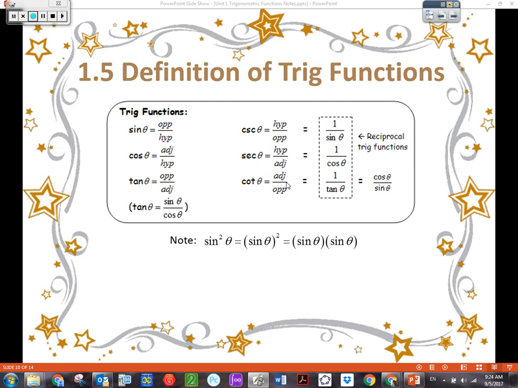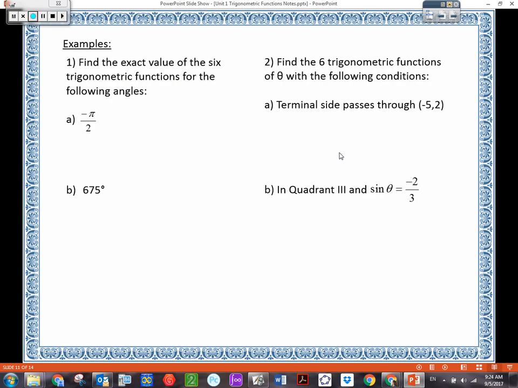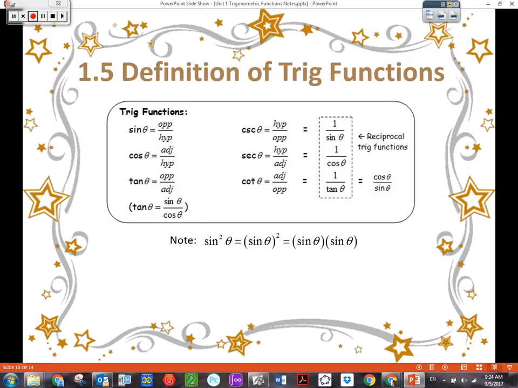Another way to write the reciprocal: here's our sine. The reciprocal cosecant can also be written as 1 over sine. That's the same thing. 1 over sine is the same thing as cosecant. And 1 over cosine is the same thing as secant. And then 1 over tangent is the same thing as cotangent. So there's several ways that you can write these things. Okay, and notice here on cotangent, cosine over sine is cotangent. These are all equivalent expressions.